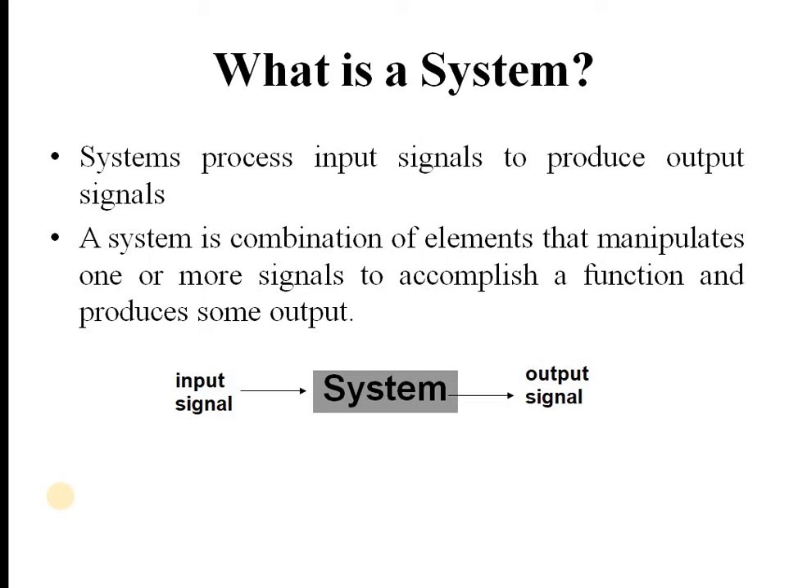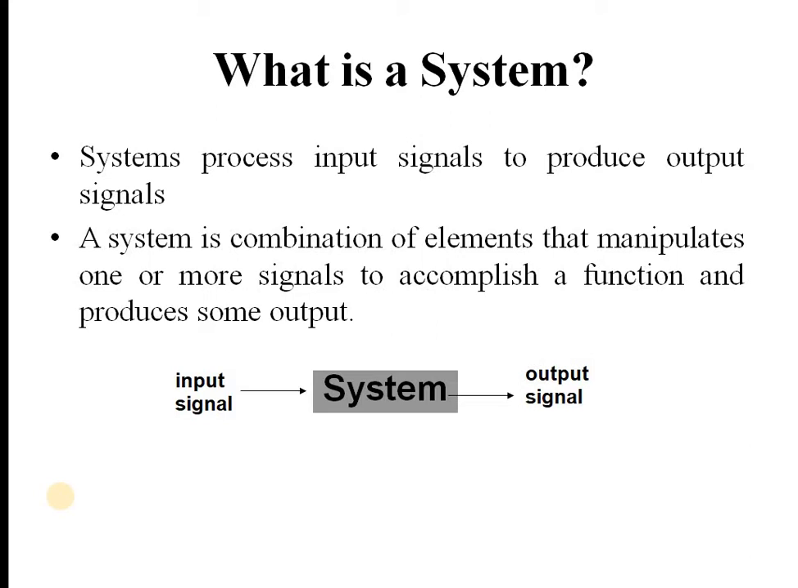A system can be considered to be a physical device which deals with signals. The system, the physical device, generally processes some input signals and produces an output signal. There is a perfect relationship between this output signal and input signal. The processed input signal will be our output signal.